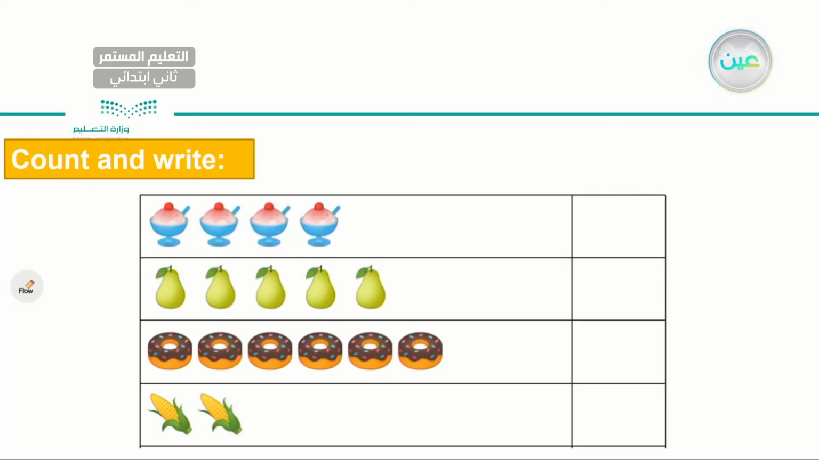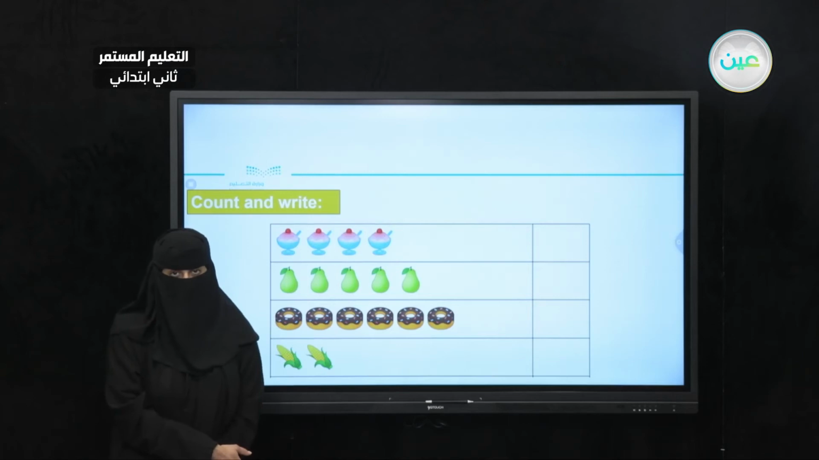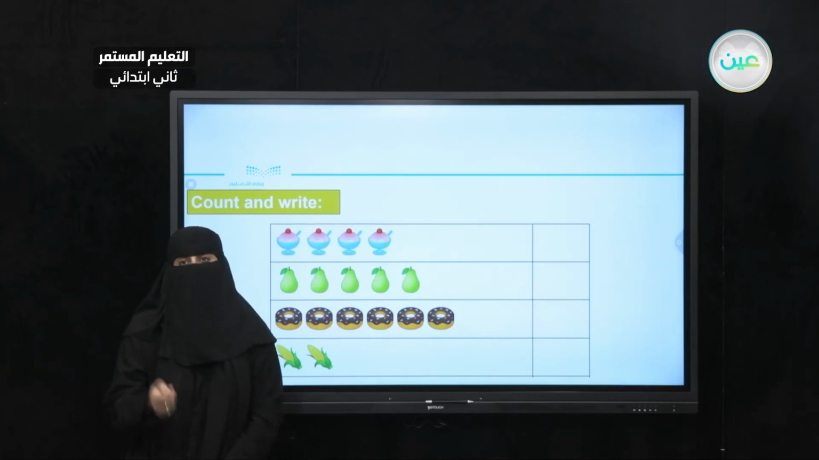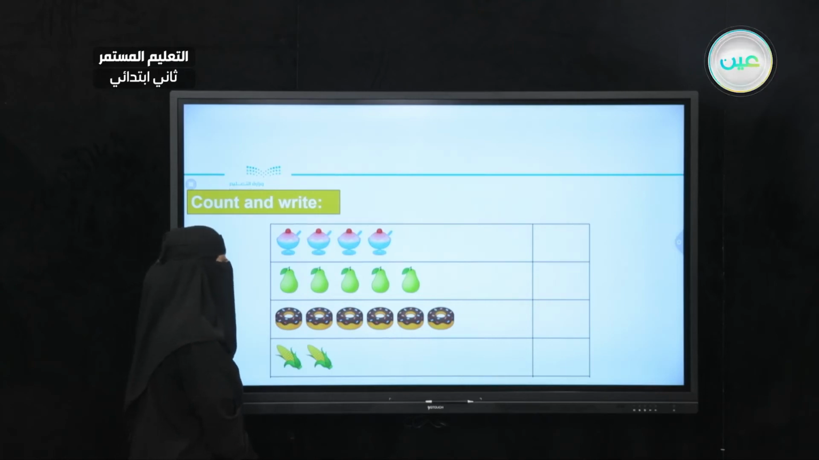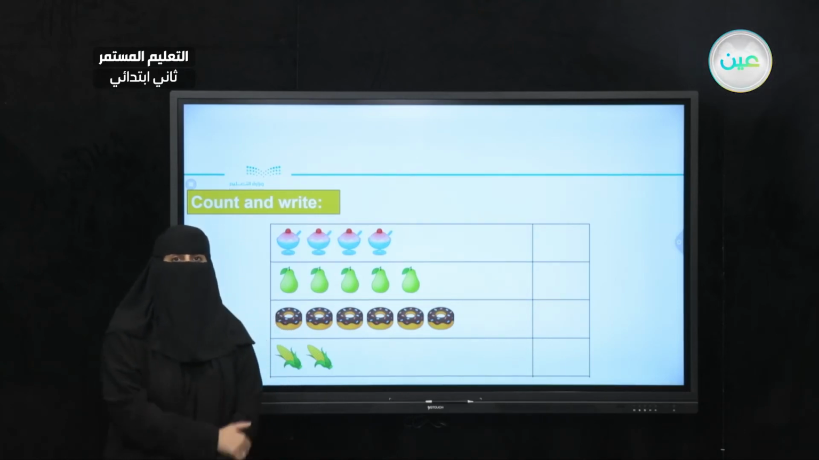Now, let's do it differently. I don't need you to choose. I need you to write the number for me, okay? Now we are supposed to write the number, okay? So let's start by counting how many ice creams can you count? And write the answers on your sheets.